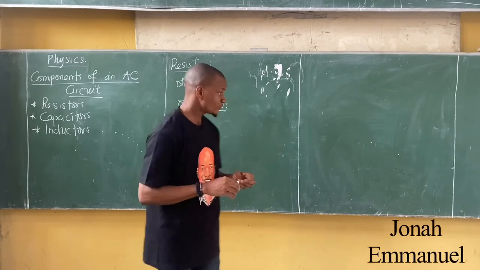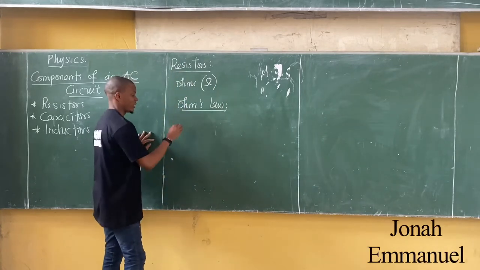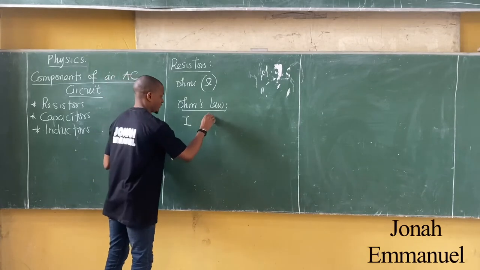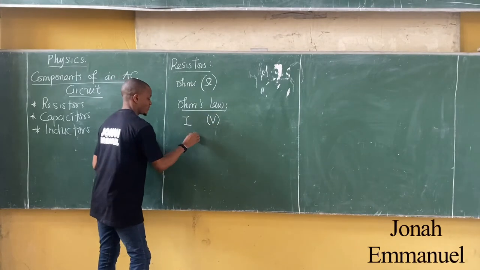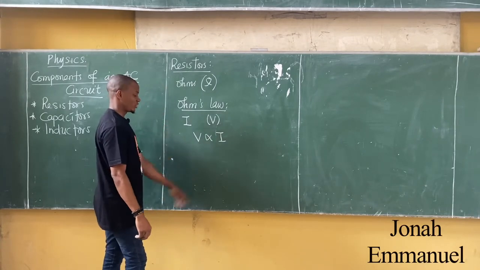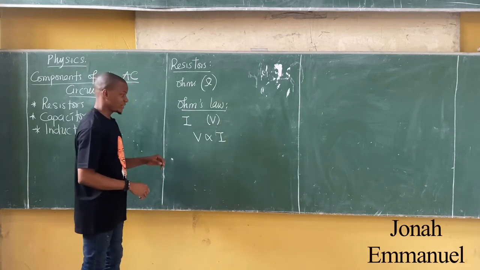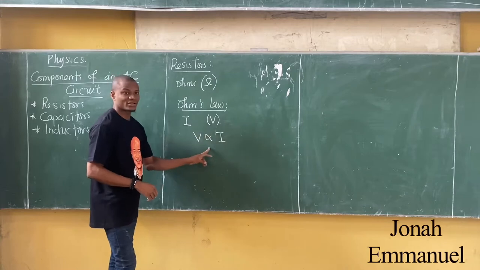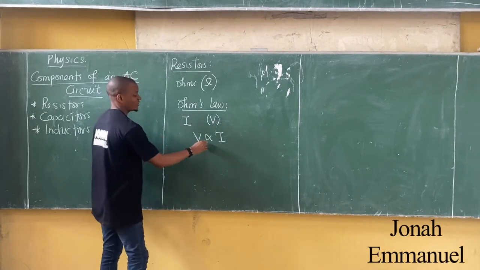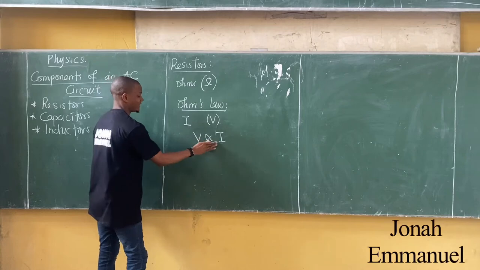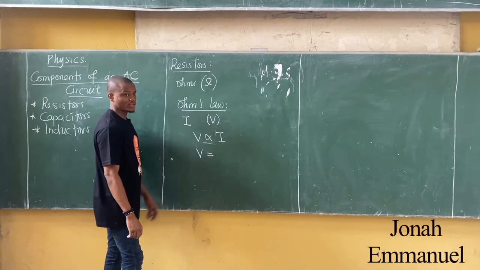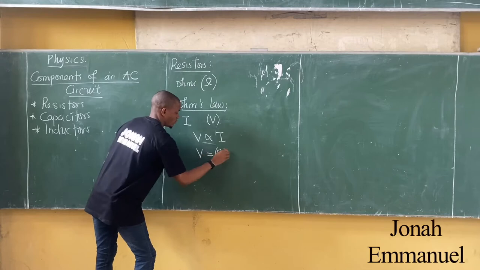Current is I, and potential difference is sometimes used interchangeably with voltage, that's V. From Ohm's law, V is directly proportional to I, the current. When you have a proportionality sign, there are two ways to eliminate it: put an equal sign, and then add a constant. The constant in this case is R, which is your resistance.